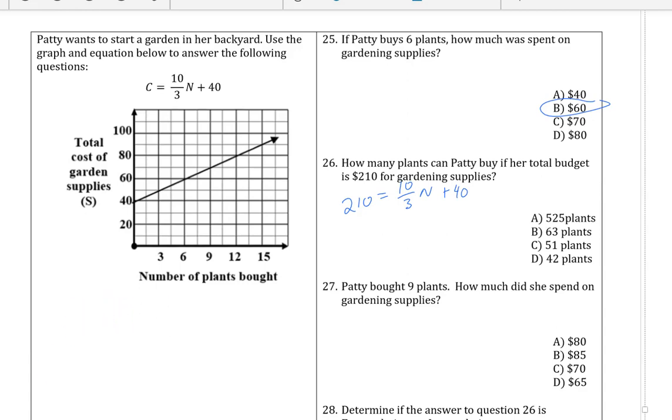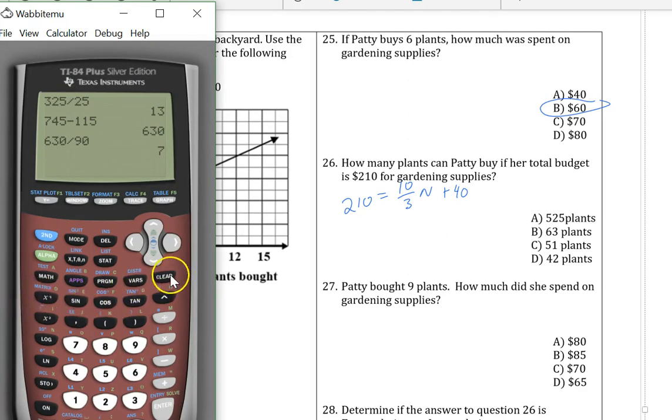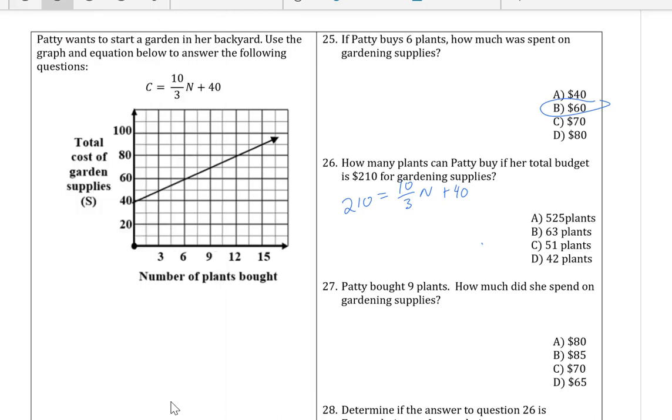If we solve this, I would subtract 40 from both sides first. And then we talked about using the reciprocal many a time, so let's use it here. I'm going to multiply by the reciprocal of 10 over 3, which is 3 divided by 10. Or I could multiply both sides by 3, then divide by 10 separately. But we'll end up with 51.